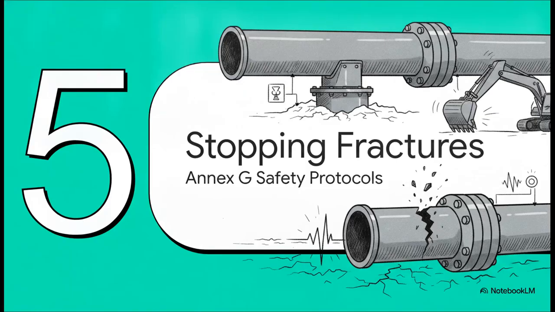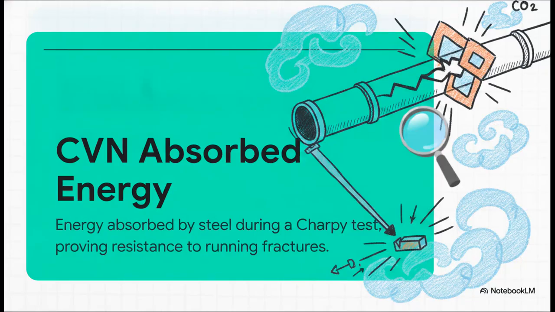And finally, we hit Section 5, stopping ductile fractures. Because despite all our non-destructive testing and heavy-duty couplings, external forces like an earthquake or heavy machinery accidentally striking the pipe can still cause a breach. To stop a crack from just unzipping miles of natural gas pipeline at astonishing speeds, we measure its toughness using Charpy V-notch or CVN impact testing. The CVN absorbed energy is basically a measurement of how much absolute punishment the steel can take before it tears. The material has to possess enough inherent toughness to arrest a running crack, essentially stopping it dead in its tracks before it travels far down the line.